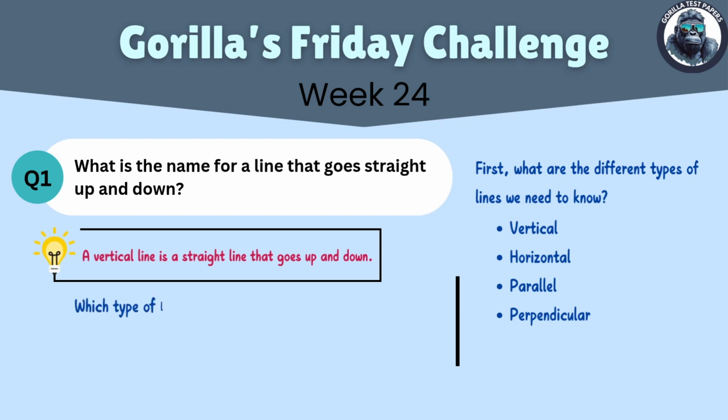Now back to the question. Which type of line goes straight up and down? This matches the definition of a vertical line, so therefore the answer is vertical.